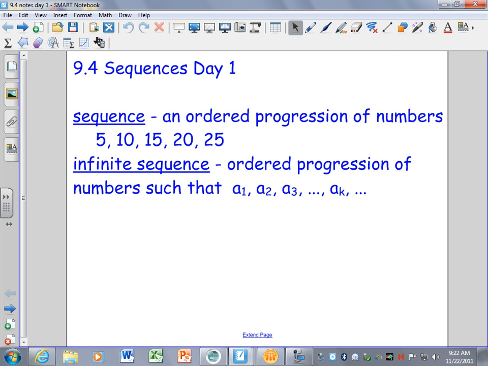So a sequence is an ordered progression of numbers. Most people would call this just a pattern. An infinite sequence is a sequence that goes on forever, right? So it's just going to keep going. It doesn't stop.